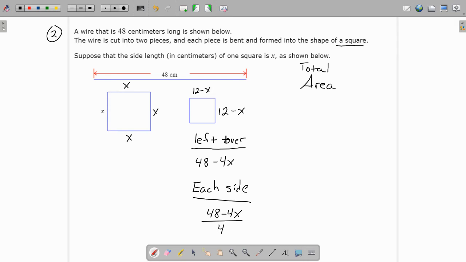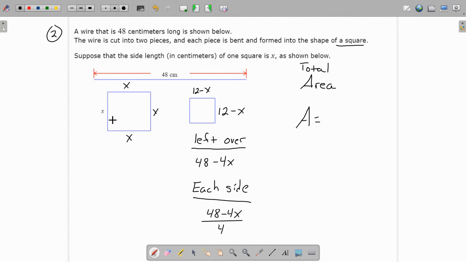Okay, so you do the leftover, and because this is a perfect square, you divide it by 4. So 48 divided by 4 is 12. 4x divided by 4 is just x. Okay, so now we can make our area formula.